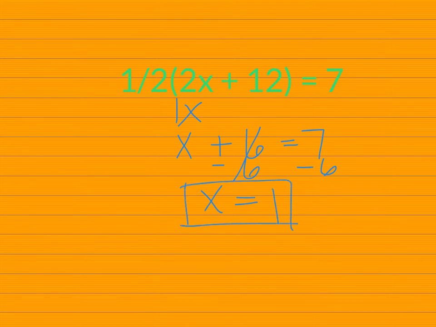Remember again, if you're doubting yourself, go back and substitute. So we have 1/2 times (2 times 1 plus 12) equals 7. 2 times 1 is 2, so 2 plus 12 is 14. So half of 14 is 7. So 7 equals 7. That works for us.